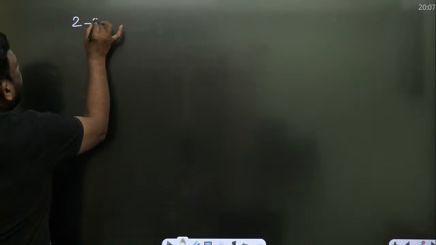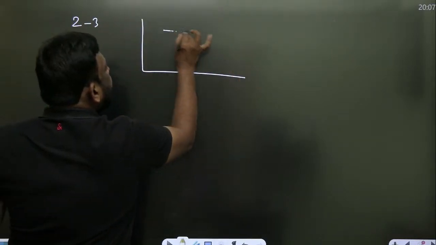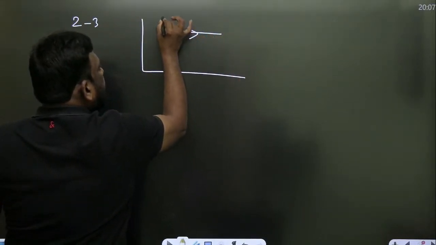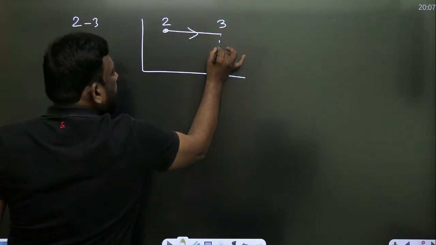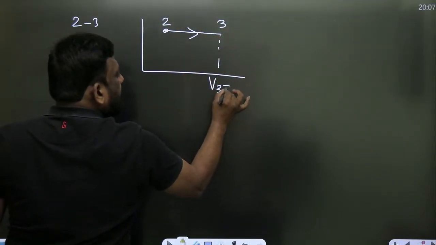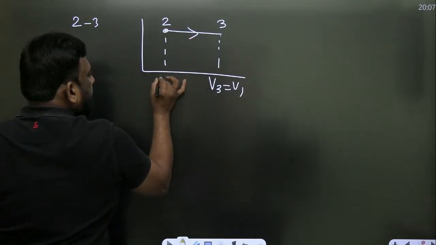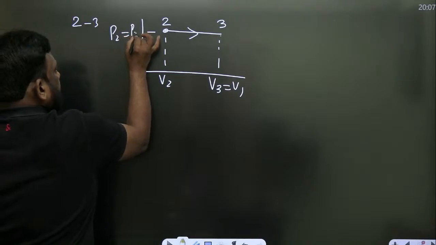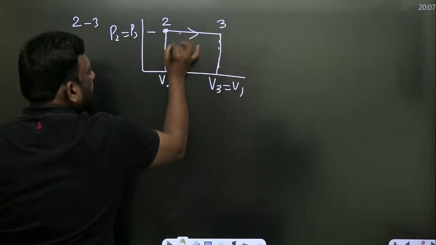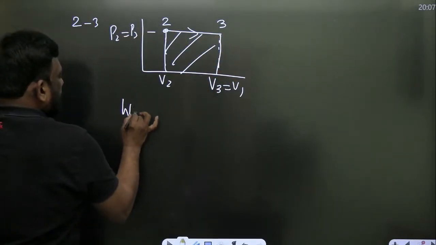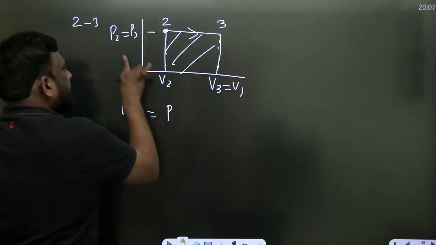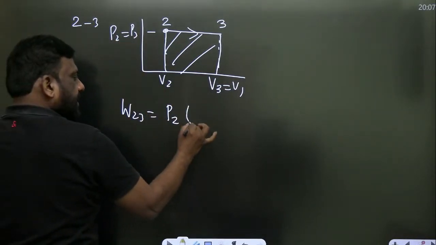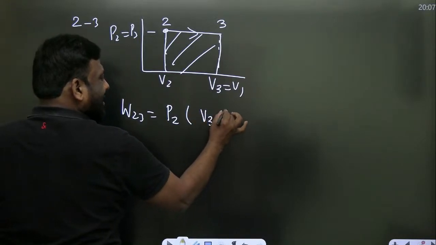2 to 3 is a constant pressure work. This is 2, this is 3. This volume V3 is equal to V1 and this volume is V2, already given, and I will write P2 is equal to P3. Everyone knows constant pressure work: work in 2 to 3 is equal to pressure, which is either P2 or P3, into final volume minus initial volume.